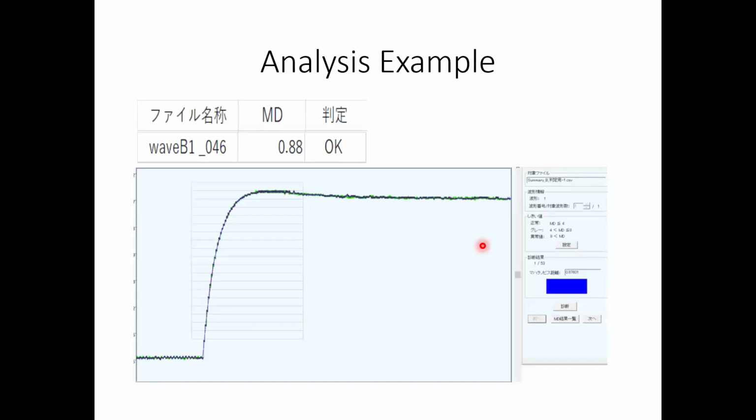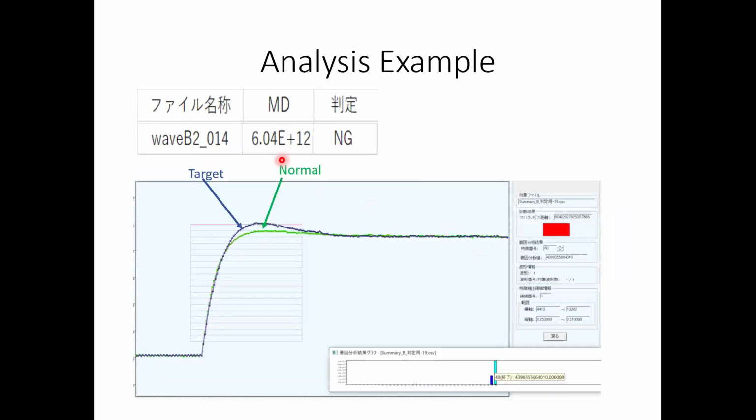Some waveforms and Mahalanobis distances are shown. The MD of this waveform is 0.8 and is judged to be normal. The next waveform showed MD to be quite large. (12^10).